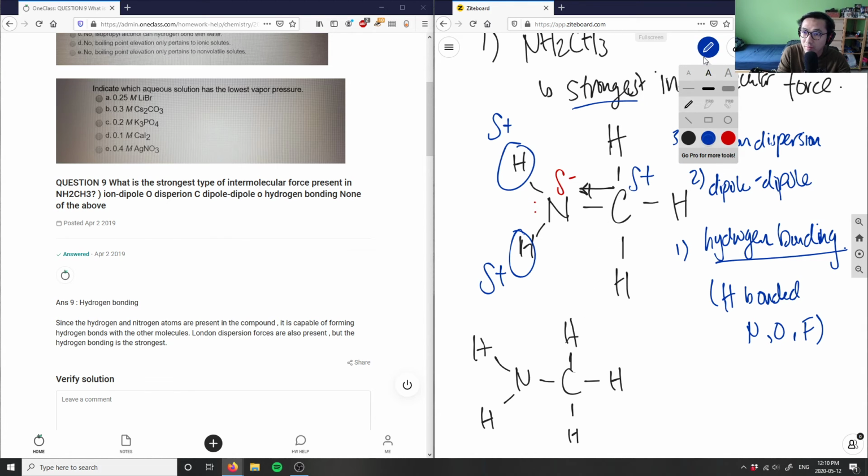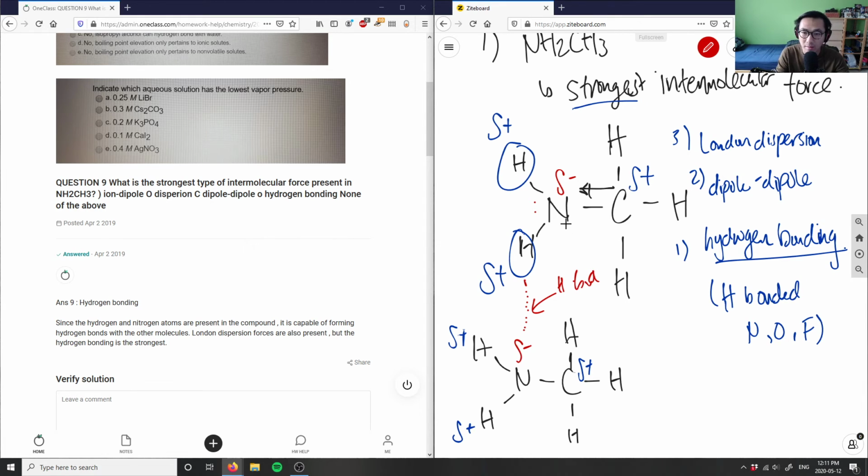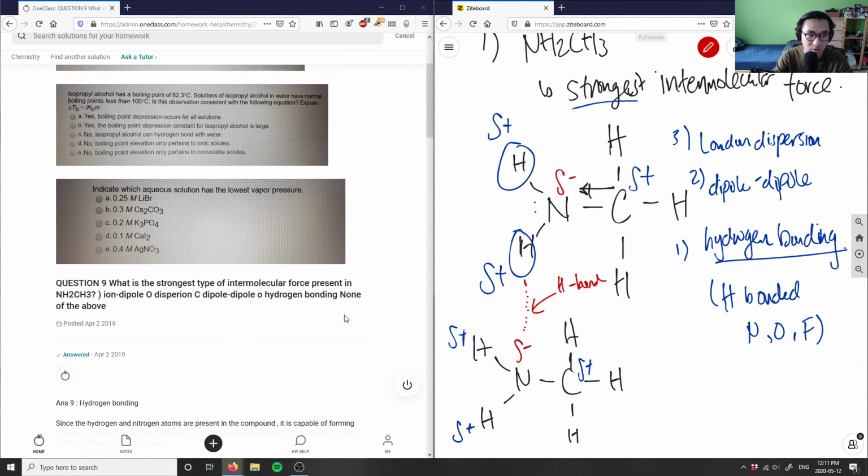And again, this here is partial positive, and this one here is partial negative. We have bonds from this nitrogen to this hydrogen as well, right? These guys are attracted to each other, and then this nitrogen and this hydrogen will also be attracted together. So this here is also our H bonding. So all of these guys make up the strongest intermolecular force. So this here is correct.